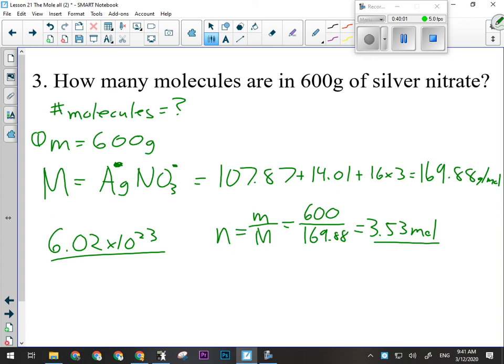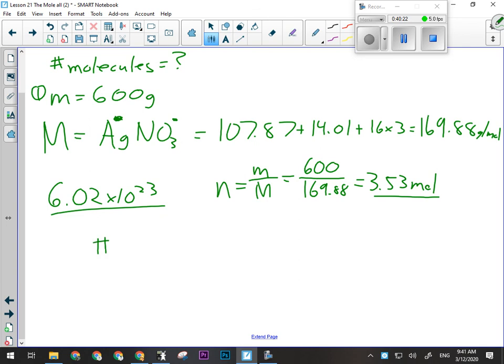Avogadro's number is like 12. And this is your number of dozen. This is your 2 dozen, this is your 12. You're going to multiply them together and calculate the number of molecules. So you got this many moles, this many molecules in a mole, multiply the two numbers, and you've got your number of molecules. So the number of molecules is always n times Avogadro's number.